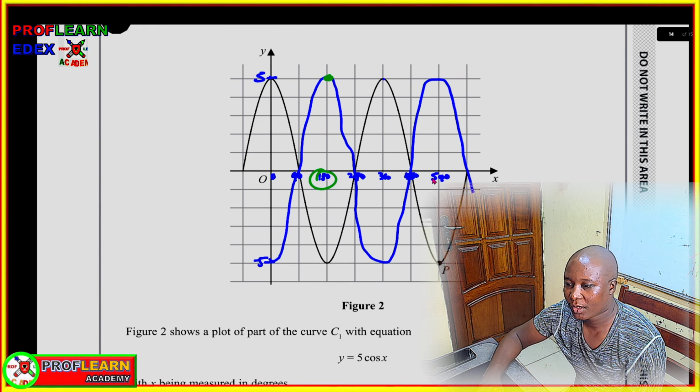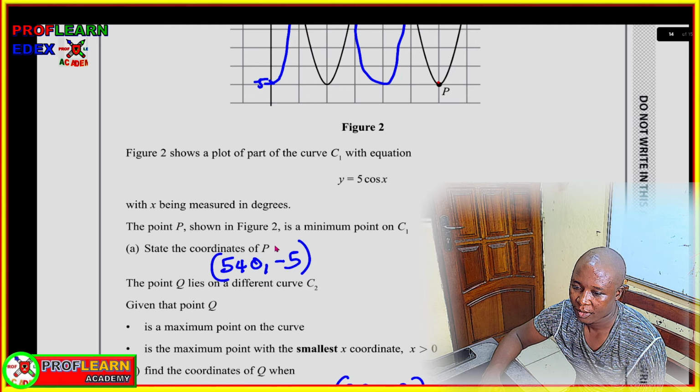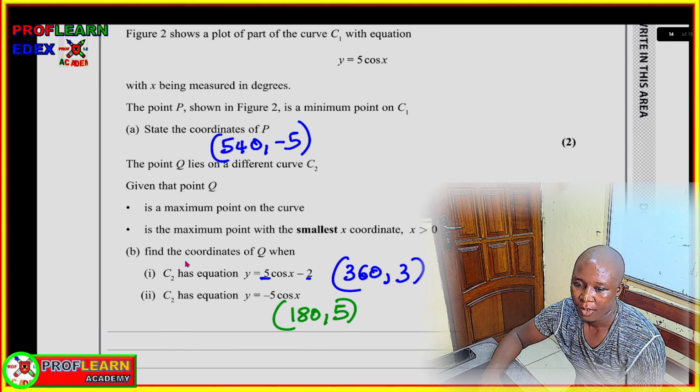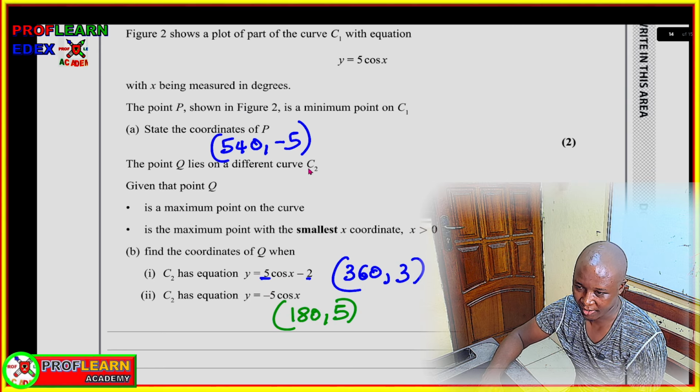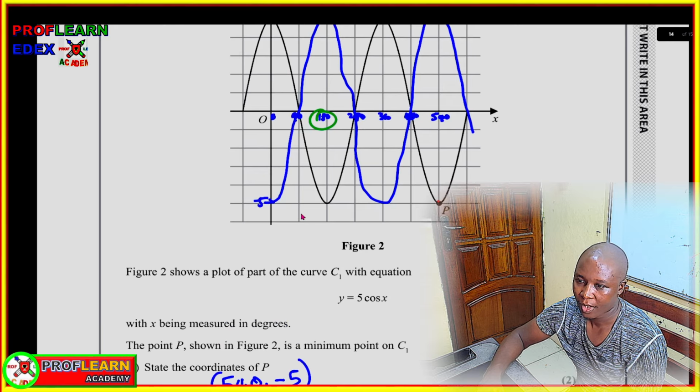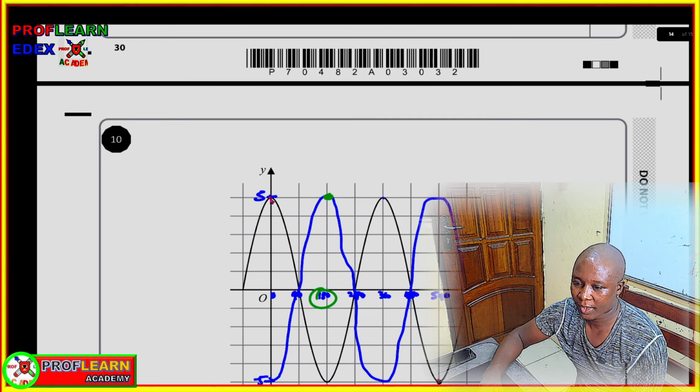So if this is 540, then the x coordinate of P will be 540, but the y coordinate would be -5, so that would be (540, -5). And then part B, we are told that the point Q lies on a different curve C, given that Q is the maximum point of the curve. The maximum points of the curve are these points here.